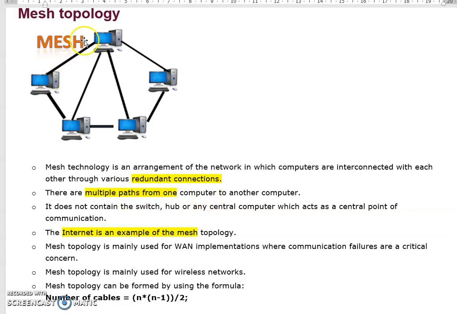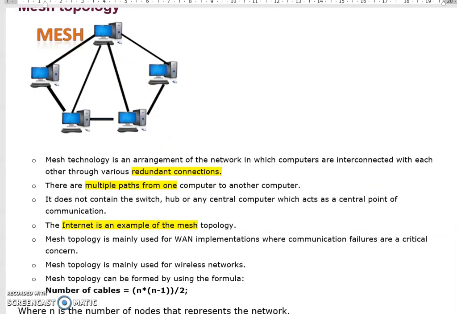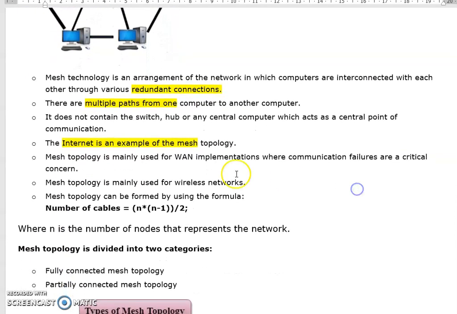So between two computers, they establish the two paths. So multiple paths are there. It does not contain a switch or hub or any other central computer. Okay, this mesh topology's best example is the internet. We already said that the internet is an example of a wide area network. So the mesh topology is mainly used in the wide area network. Then mesh topology is also mainly used for wireless networks.